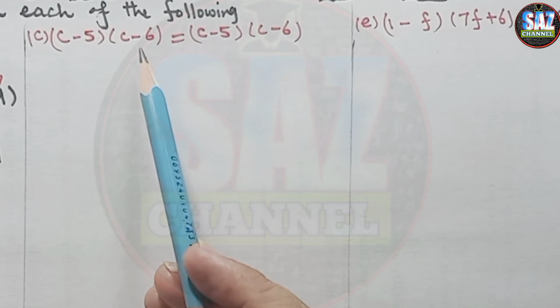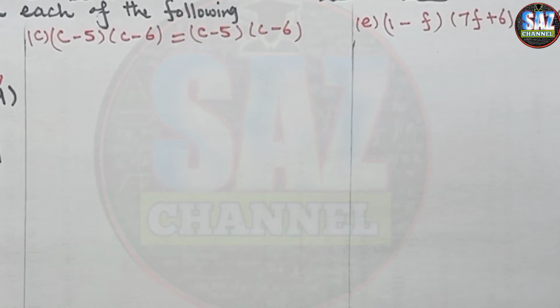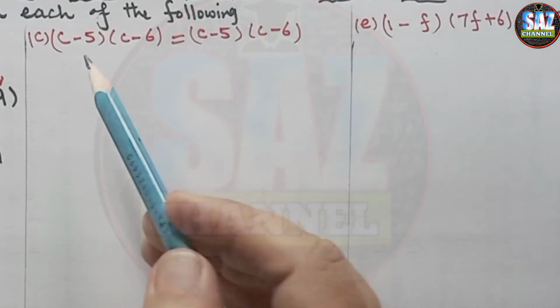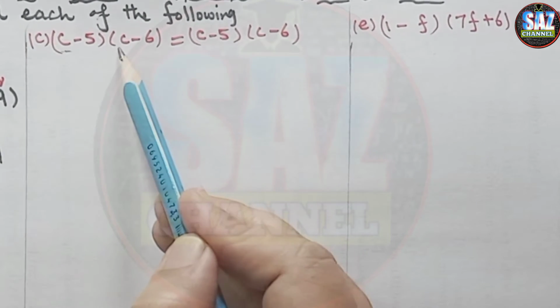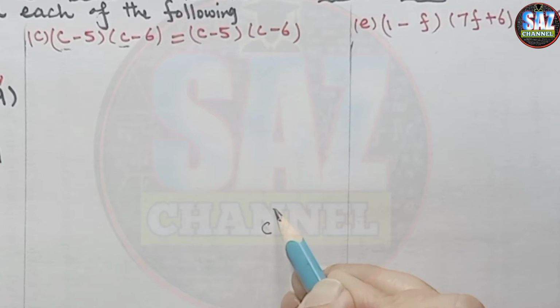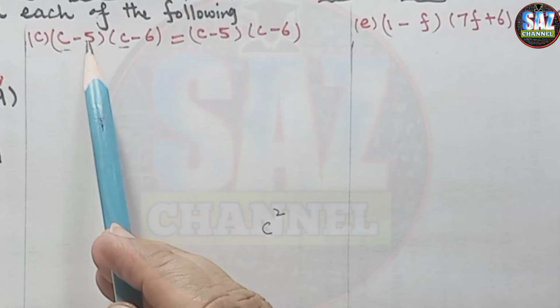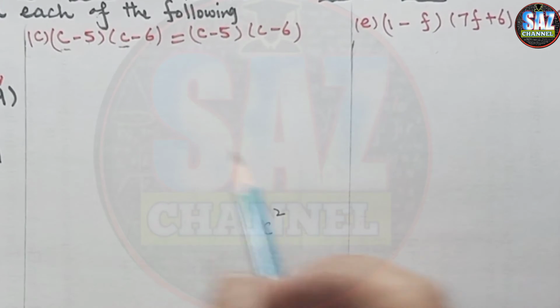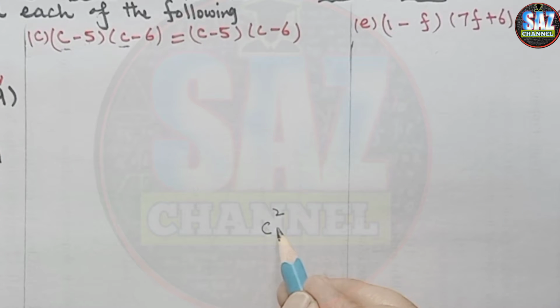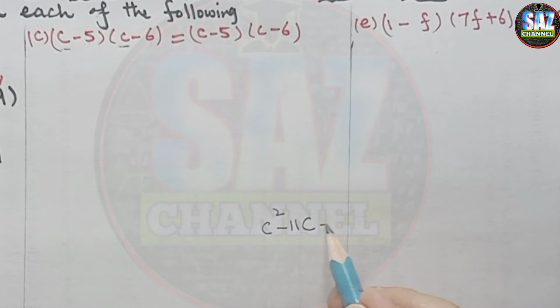(c - 5)(c - 6). There is a trick as well: whatever letter is written at this place, write that letter with power 2, then add up the constants with their signs, like 6 and 5. When I add them up, that gives minus 11 with the variable c, and multiply the constants: 6 multiplied by 5 is 30.